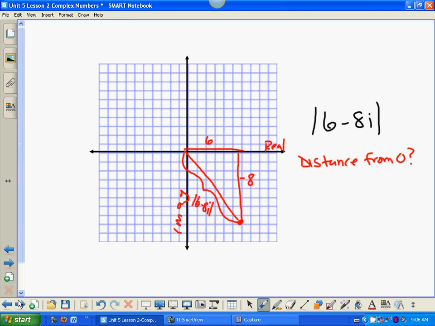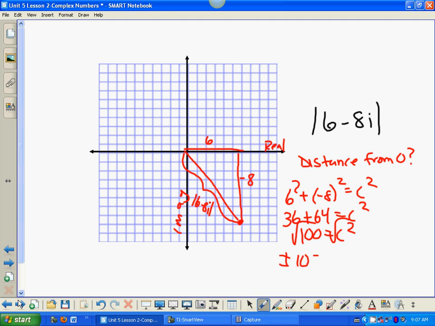So in order to do that, guess what? We use Pythagorean theorem. 6 squared plus -8 squared equals c squared. 36 plus 64, that's 100. We're talking about distance, so even though you technically do get a plus or minus 10, in terms of a distance, in the context of this problem, my absolute value is equal to 10.